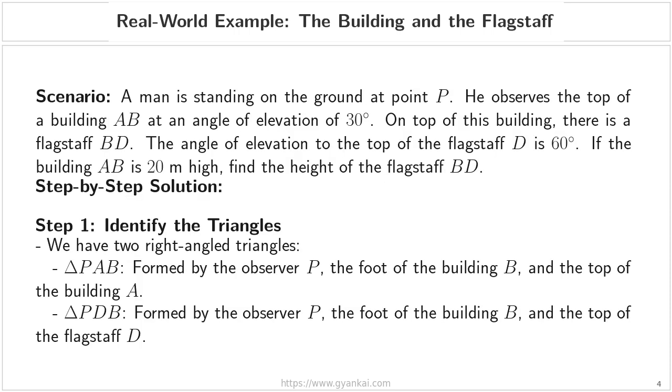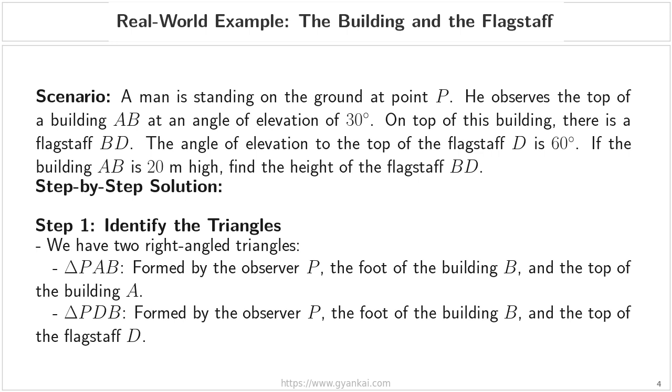To solve this, we'll follow the step-by-step strategy I mentioned in the previous slide. Our first step is to identify the triangles involved. By visualizing the vertical building and the horizontal ground, we can see that two distinct right-angled triangles are formed.